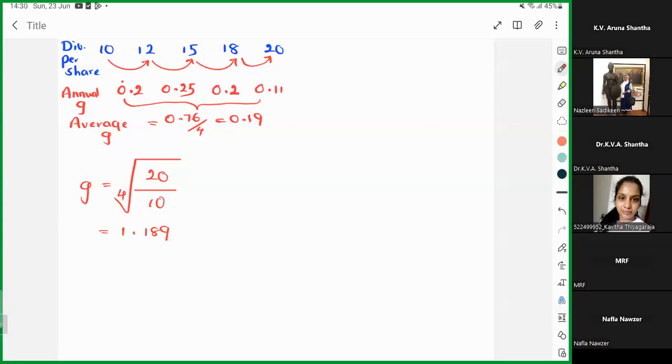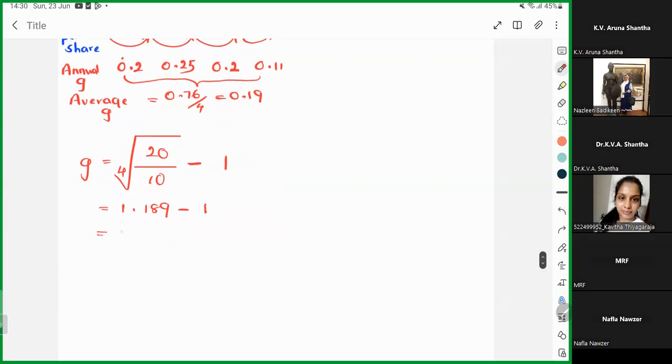Right. Then deduct 1. Now from this answer, you deduct 1. So growth rate 0.189. Now you see these two are very close. Simple average 0.19, geometric average 0.189. So you can say the close answer is 0.19. There would be a very small difference.